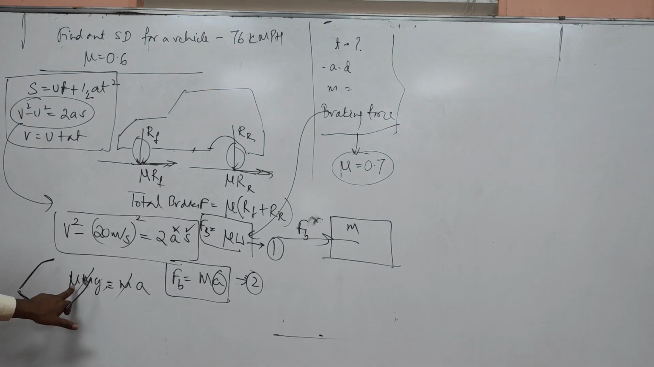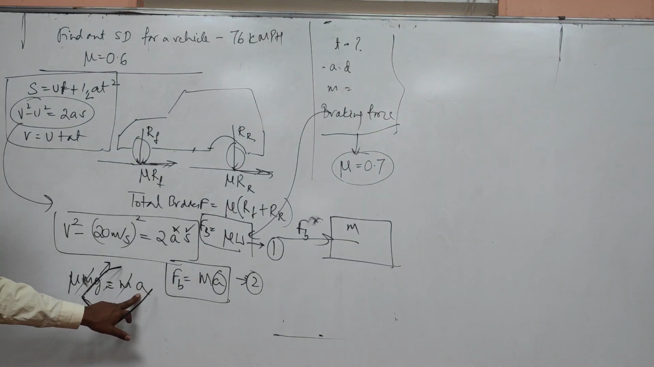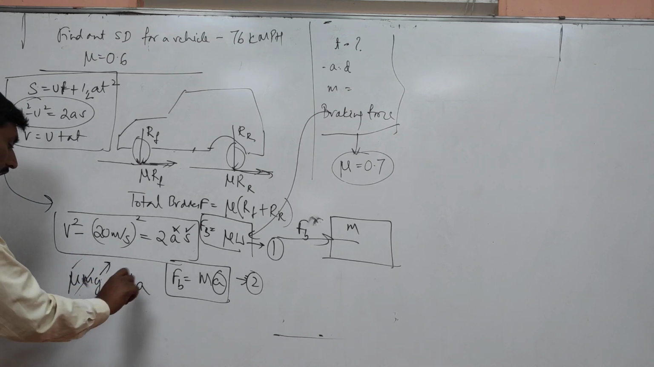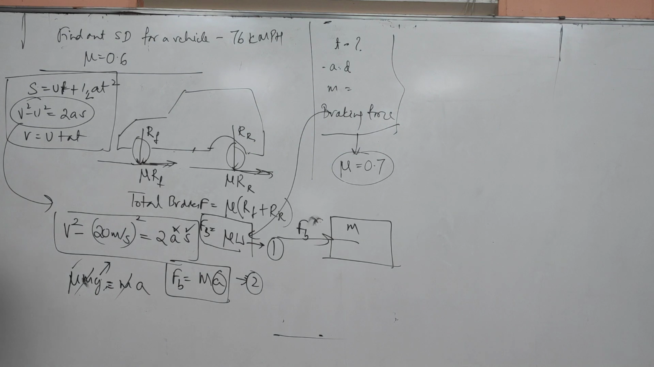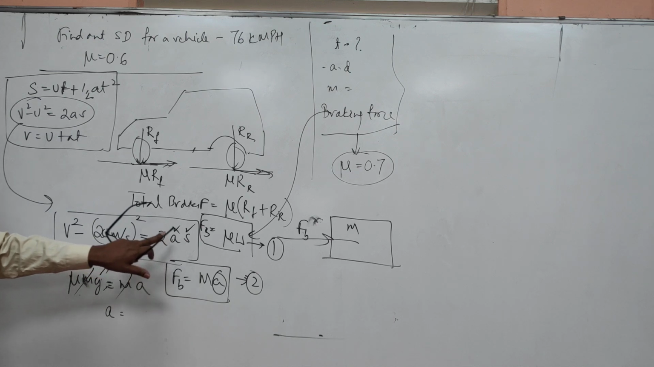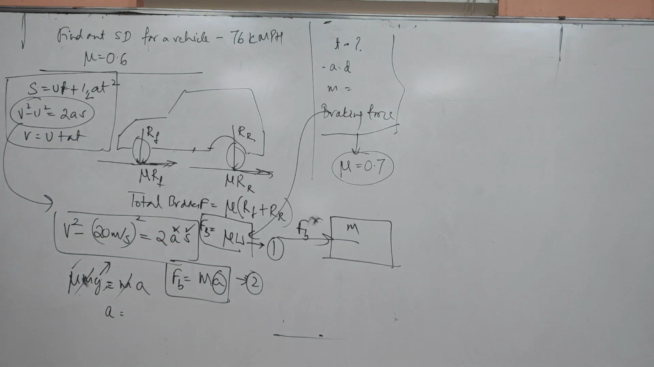So what do we have on the left hand side? Mu. Do you know g, guys? Everybody knows it. So you can definitely calculate a in terms of g. Mu you know, and g you know, so definitely you can calculate a. Once you know a, you can use it in this equation where you can find out the stopping distance. Okay, like this.